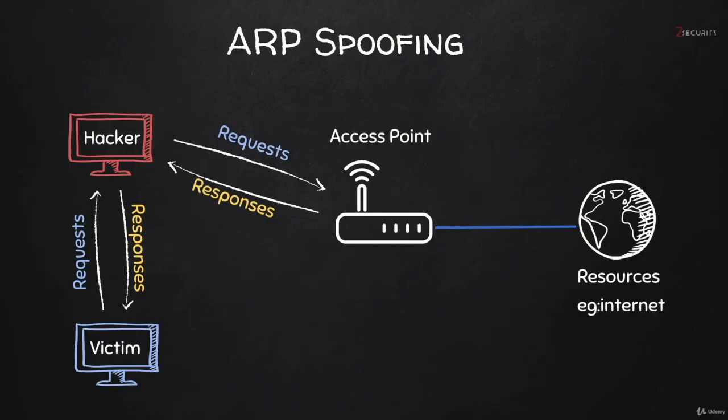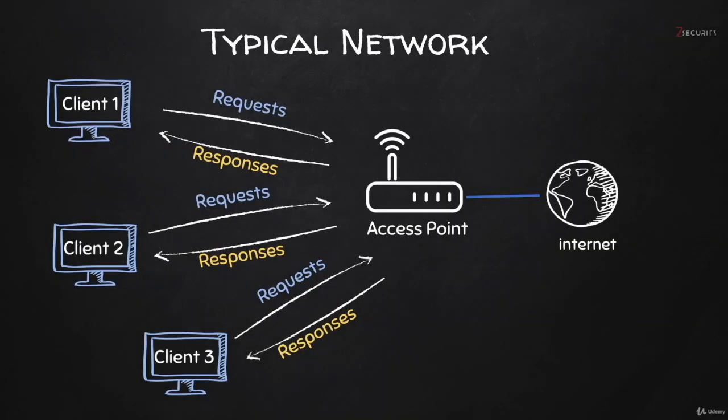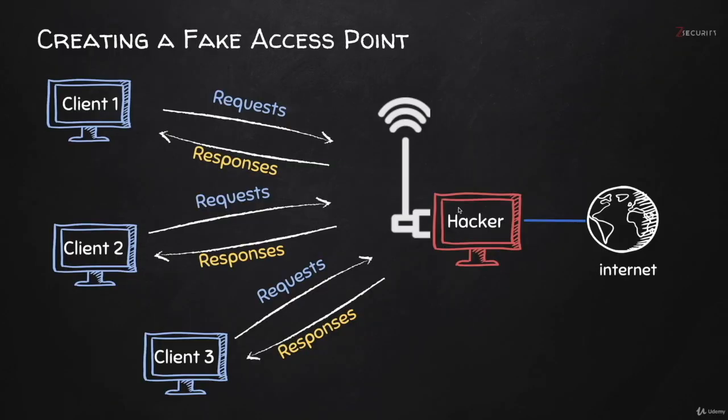So let's go back to the first diagram that we learned in this course. When we were talking about how networks work in general, we said the only device that has access to the internet is the access point, and whenever a client wants to access something, they send the request to the access point, it goes to the internet, gets the response, and sends it back to the client. Now, what if we replace this access point with our hacker computer?